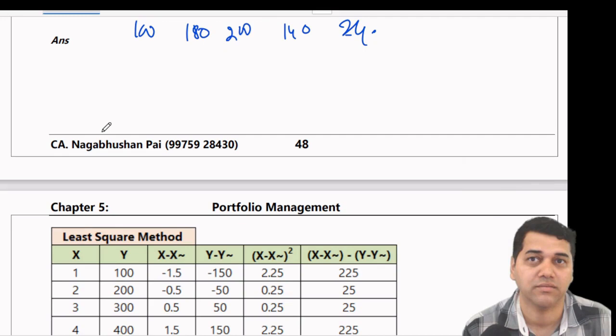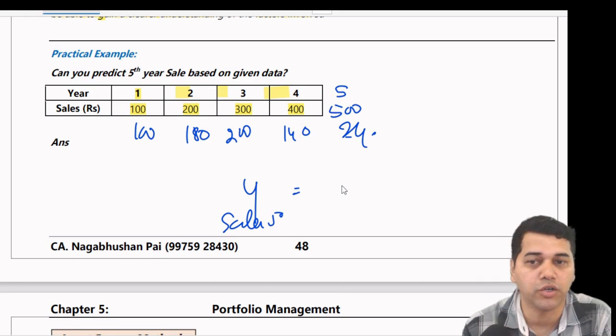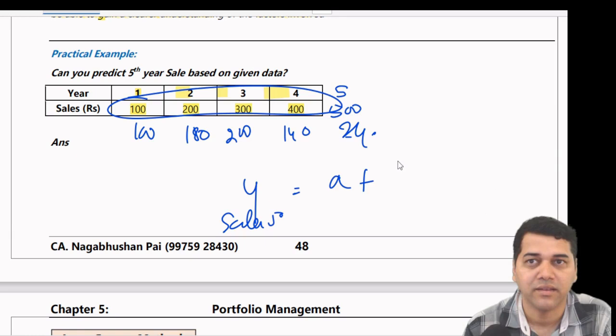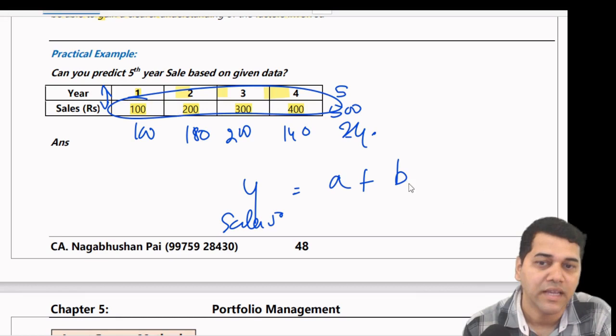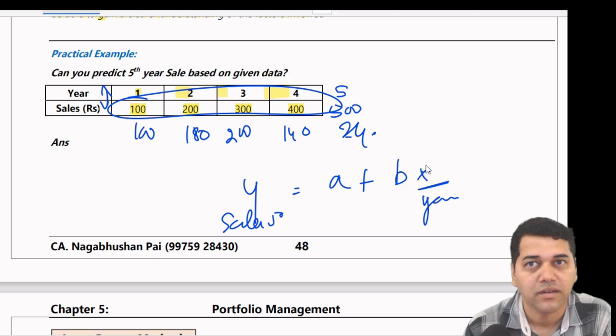Okay? So what is that equation? Y. What is Y? Dependent variable. Sales for the fifth year is equal to what? From this data, what is the minimum sales I can expect? I don't know. We have to figure that out now. That's called A. Plus, what is the relationship between the year and the sales? Into, what is the year? 5. In the fifth year, how many times do my sales depend on the year?